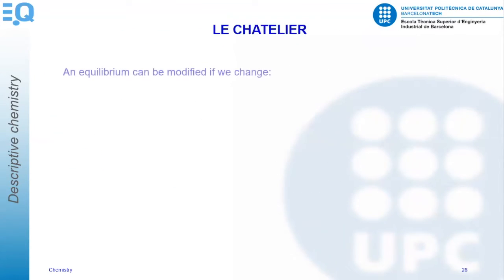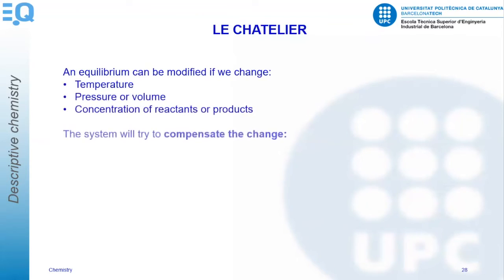Now let's move to a very different topic, which is Le Chatelier principle. This tries to explain how an equilibrium will be modified if we change its conditions. The system will always try to compensate the change by shifting to products or to reactants.